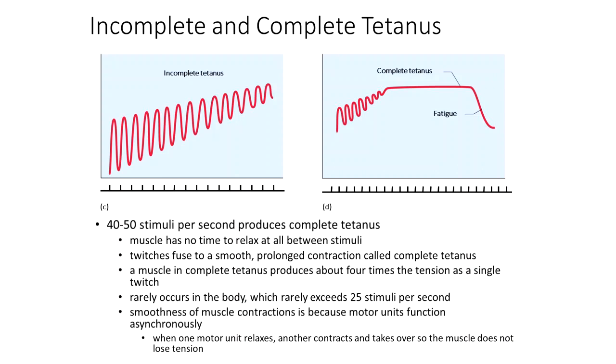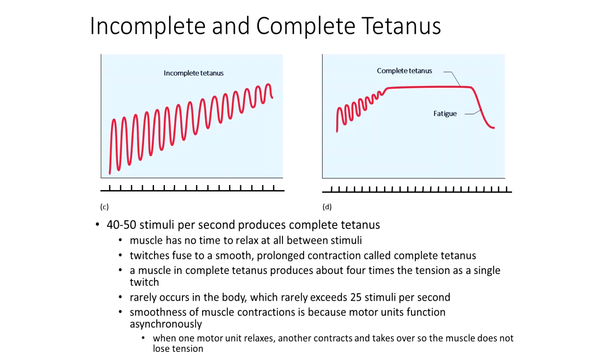A muscle in complete tetanus will produce about 4 times the tension of a single twitch. This rarely occurs in the body, and we rarely see more than 25 stimuli per second.